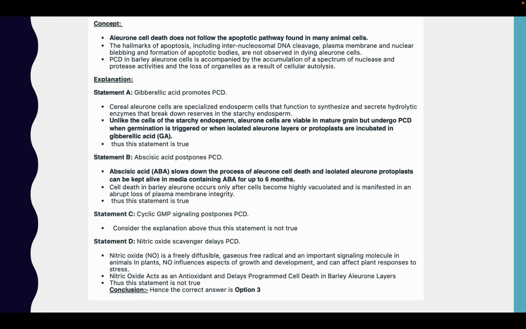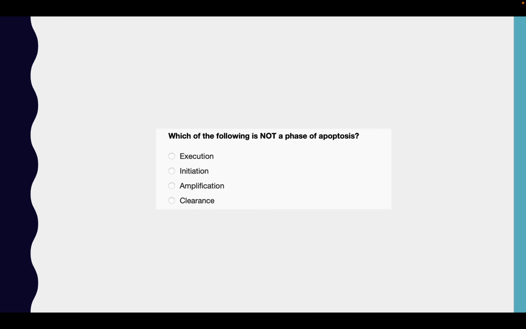Should we move ahead? Okay. So what is apoptosis? Simple question. Answer? Option 3, programmed cell death. Correct. Which of the following is not a phase of apoptosis?